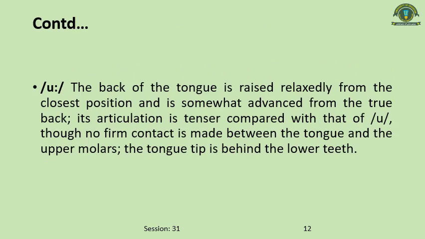Well, the symbol in front of you is one of the long vowel sounds again, and this is pronounced as oo. I would like to read the explanation for you. The back of the tongue is raised relaxedly from the closest position and is somewhat advanced from the true back. Its articulation is tenser compared with that of the previous sound. Though no firm contact is made between the tongue and the upper molars, the tongue tip is behind the lower teeth.